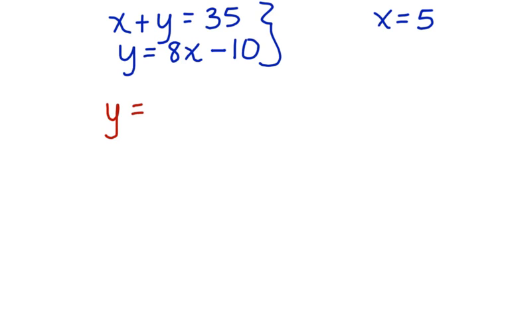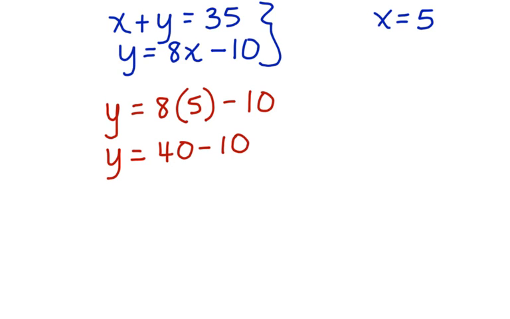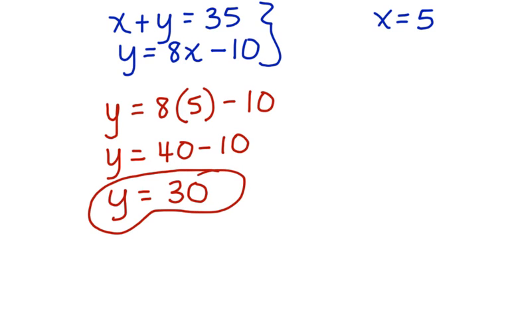Y equals 8 times 5 minus 10. Y equals 8 times 5, which is 40, minus 10. Y equals 30. So based on this work, the second value in our ordered pair would be 30. So we would have 5, 30 would be a solution for this system.